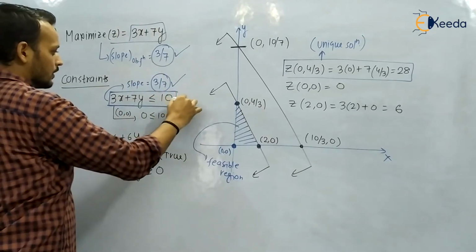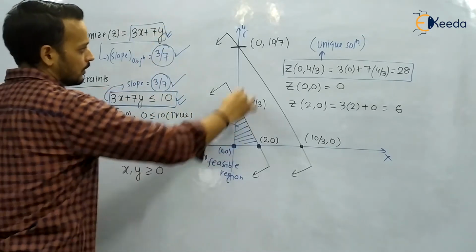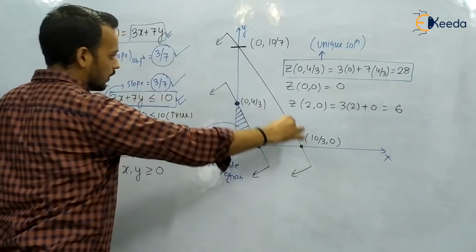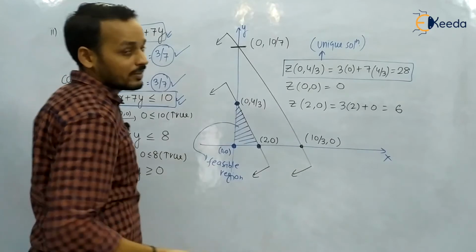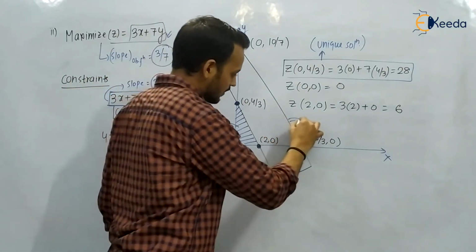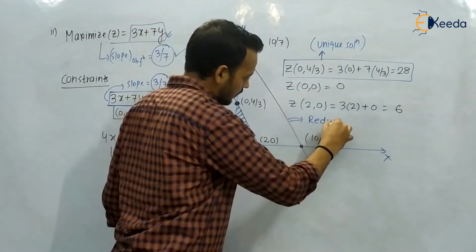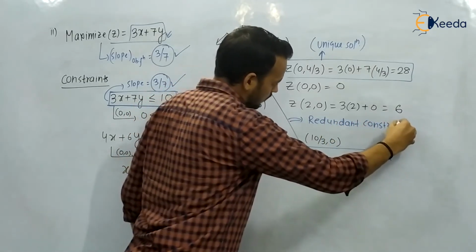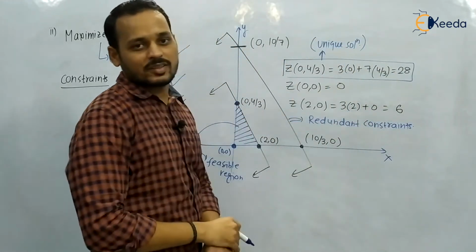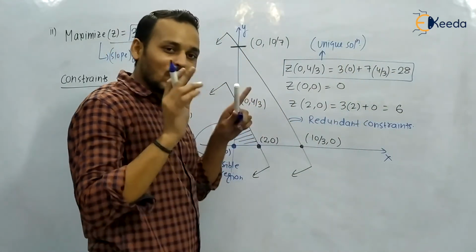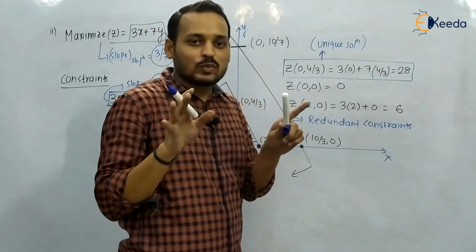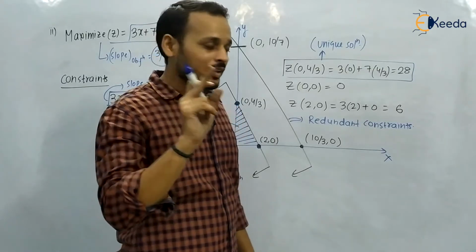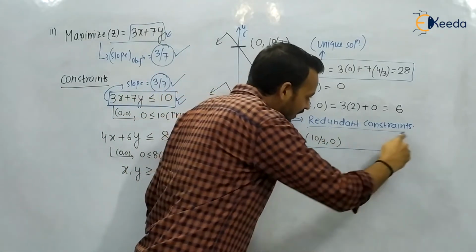The slope of this constraint is equal to the slope of the objective function, but see this constraint, 3x plus 7y less than or equal to 10. This constraint is a redundant constraint. Okay, so if the slope of the constraint is equal to the slope of the objective function, then the solution will be multiple optimal, but the constraint should not be a redundant constraint.